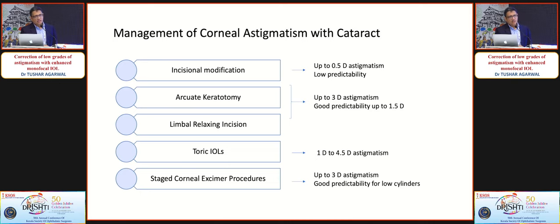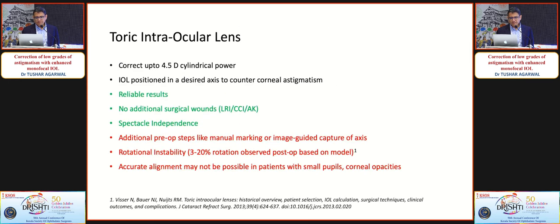Others are staged corneal excimer laser procedures, where the patient undergoes cataract surgery and later on the astigmatism is treated, mostly with PRK. This is reserved for cases like IOL surprise or where the astigmatism actually sometimes increases after surgery. A big advantage of this procedure is that you can also take care of the surgically induced astigmatism.